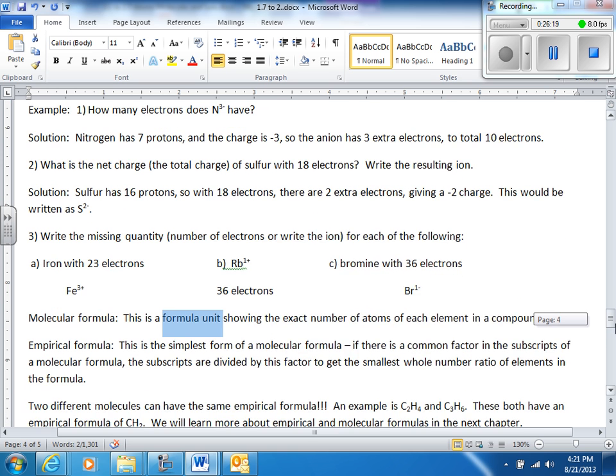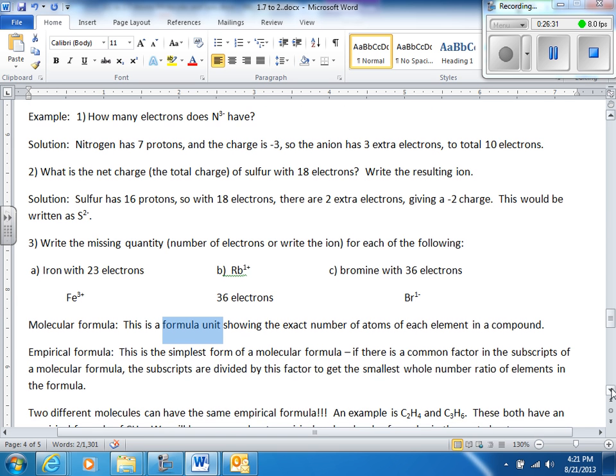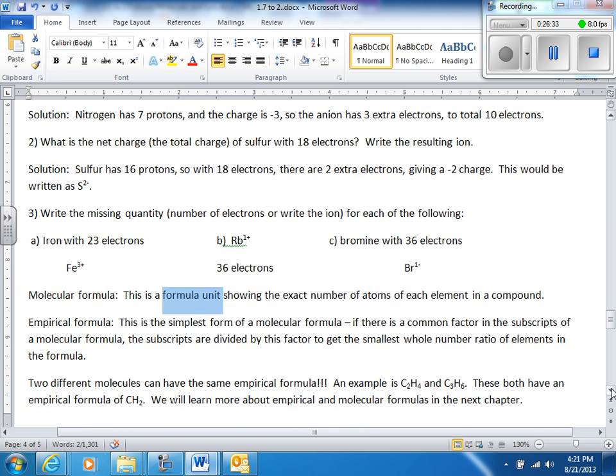You just need to know a molecular formula shows the exact number of atoms of each element in a compound. An empirical formula is the simplest. If there's a common factor, you divide the subscripts by the common factor. So here's an example. If I have ethane or propene, don't worry about those names, C2H4 versus C3H6.